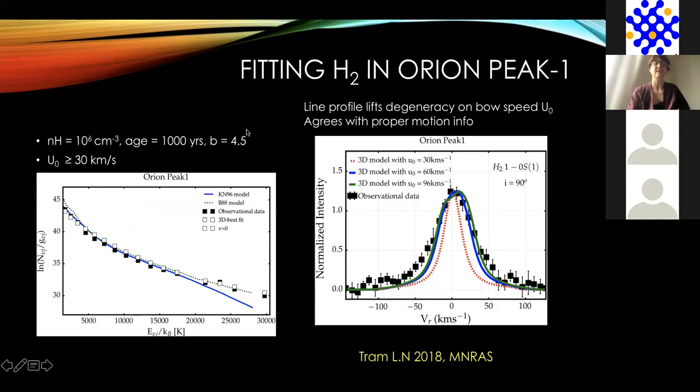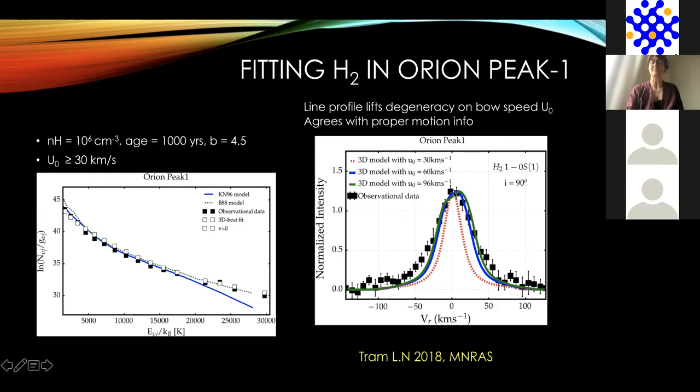And Cham managed to constrain the density very well, 10 to the 6, the age, 1000 years, which interestingly is the age of this interaction between the stars in the center. It's the age of this eruptive outflow. The little b parameter, magnetic parameter. But he could not constrain the velocity of the bow shock because anything above 30 gives the same result.